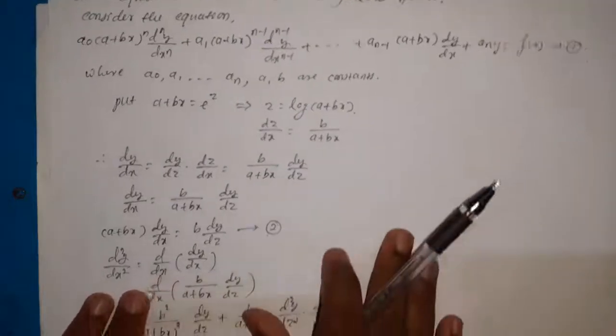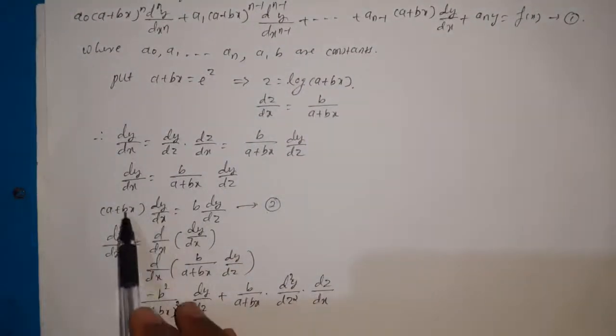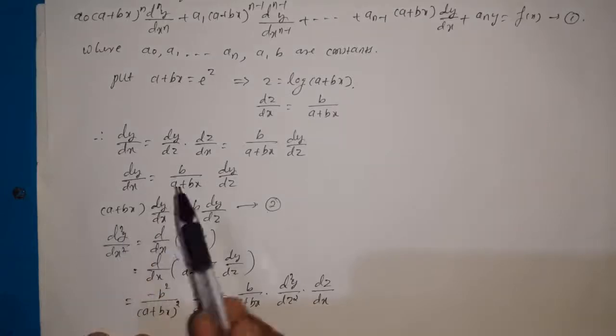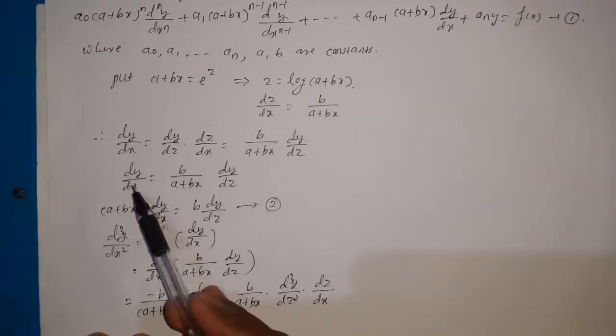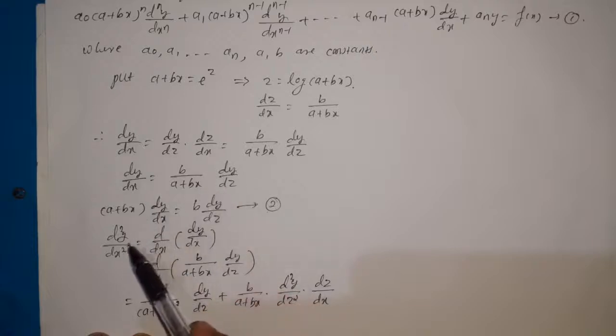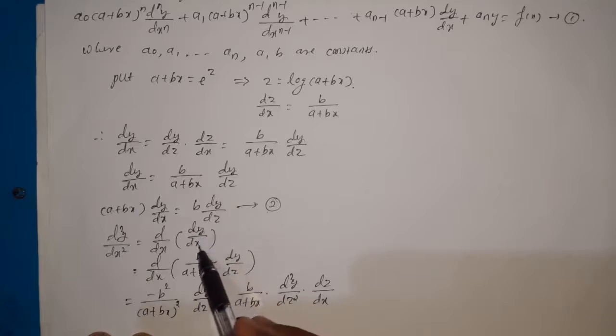Then again for the second order derivative, we have dy by dx, then differentiate that once with respect to x, we get d square y by dx square equal to d by dx of dy by dx, and we know that dy by dx equal to b divided by a plus bx into dy by dz. So here it is the product of two functions, hence we need to apply the product rule to differentiate this term. Now second function dy by dz as it is, and differentiation of this one.